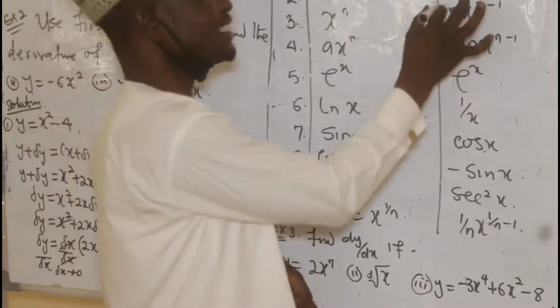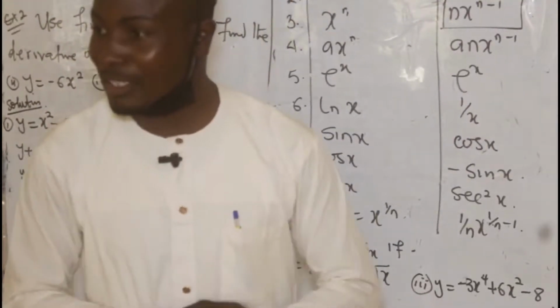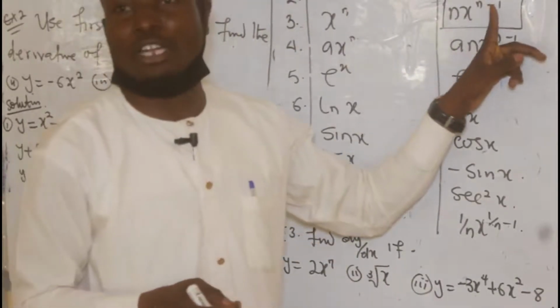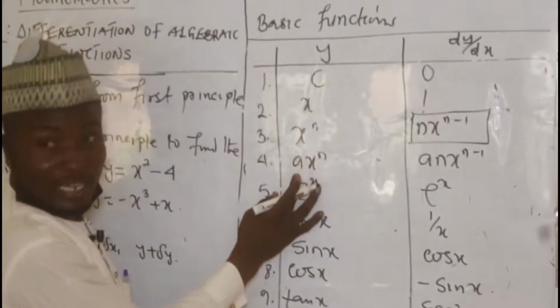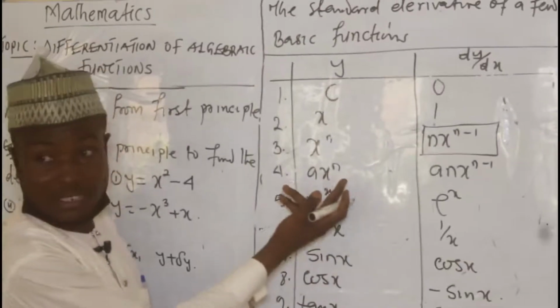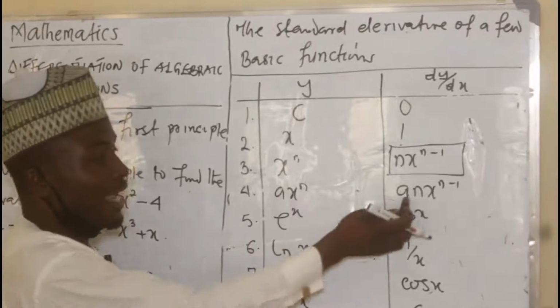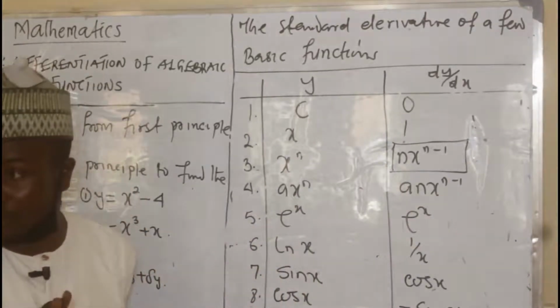In fact, this is serving as the general formula of any differentiation. X raised to the power of n is nx raised to the power of n minus 1. Now, what if I have any coefficient there? If I have maybe ax raised to the power of n, any coefficient, the same n will multiply with whatever you have there. That is why you have anx raised to the power of n minus 1. It's the same thing with the above.